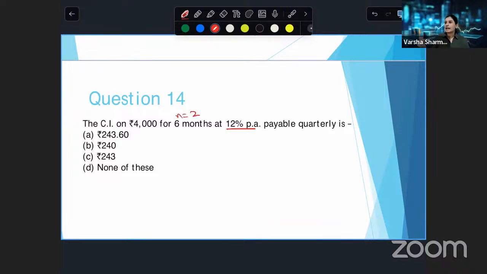Rate 12% is for the entire year. No doubt we have n equal to 2, but we'll consider the rate for the entire year 12. So for 1 quarter, it will be 12 by 4, 3%. So 4,000, 1.03 raised power 2 minus 1. 243.6. Option A. Any doubts? Clear? Everyone clear?